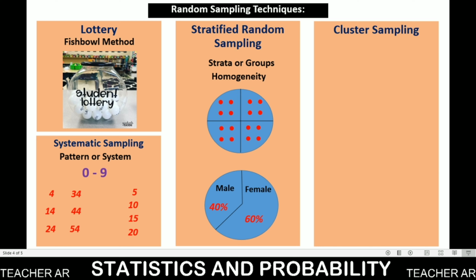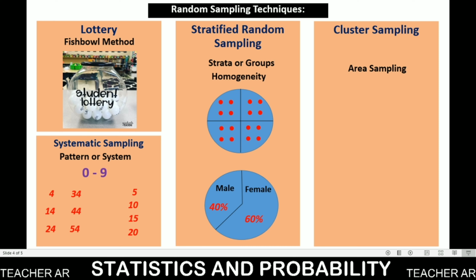We have the cluster sampling. Itong cluster sampling ay tinatawag din natin area sampling. Again, cluster sampling is also called as area sampling. It has something to do with the geographical location. Sa cluster sampling naman, hinahati din natin yung ating population into groups basing on their geographical location. Pwedeng gamitin ang cluster sampling kapag sobrang laki ng ating population.